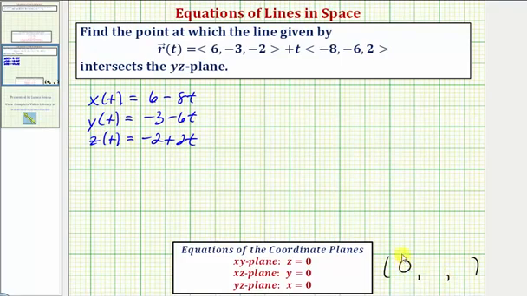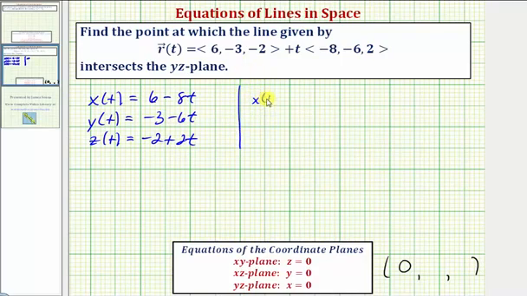For additional information, I've also included the equations of the coordinate planes. Again, notice how the equation of the yz plane is x equals 0, which once again is why we know the x-coordinate must be 0. And now to find the y and z coordinates, we'll determine what value of t makes x of t equal to 0, and then we'll use that value of t to determine the y and z coordinates.